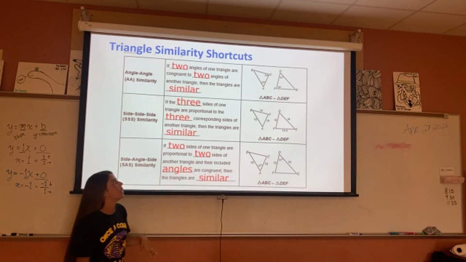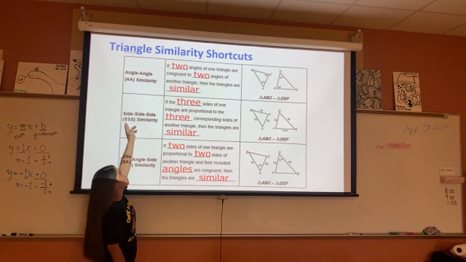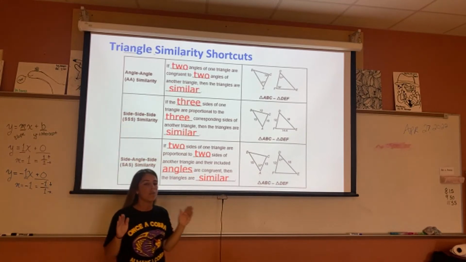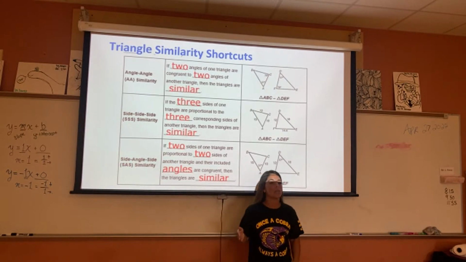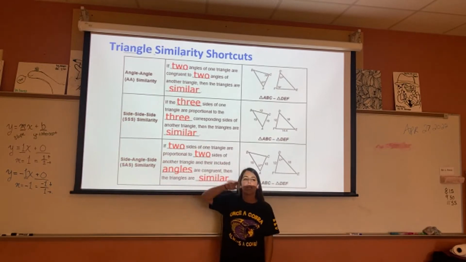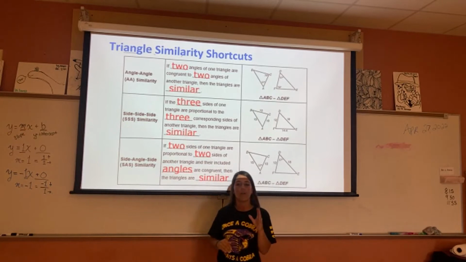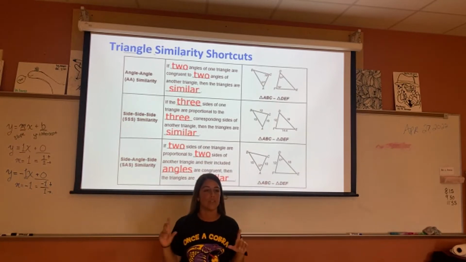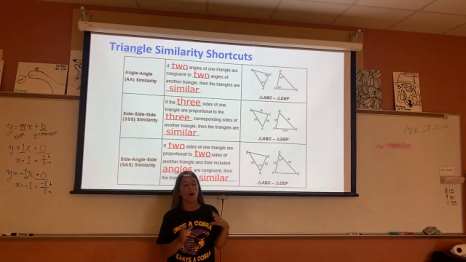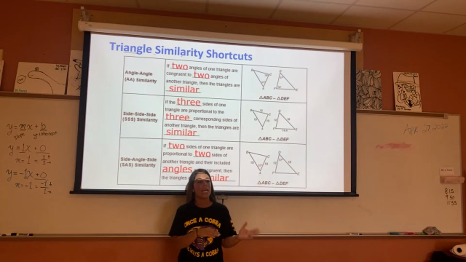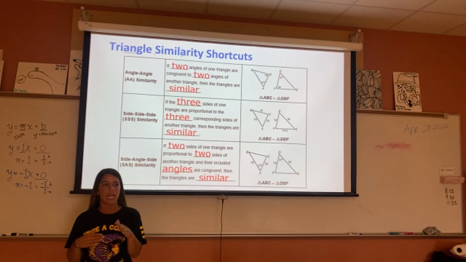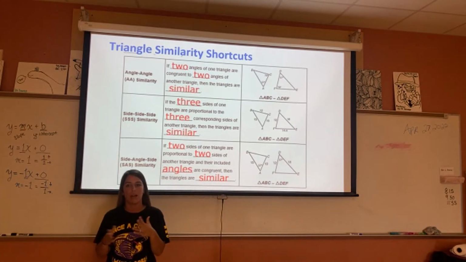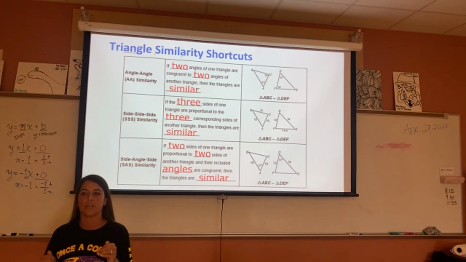Side, side, side similarity. You need 1, 2, 3 sets of proportional sides. This one, you don't need to know any angles, but side, side, side only works if you know 5 out of the 6 sides of your 2 triangles. You need to know all 3 sides from one and at least 2 of the 3 sides for the other. Otherwise, I can't set up proportion to figure out if the other set of sides are proportional.